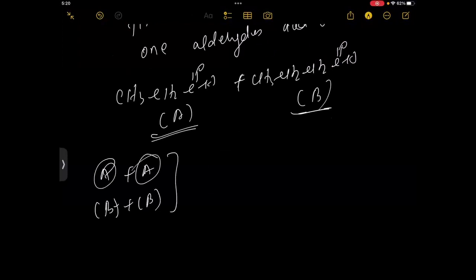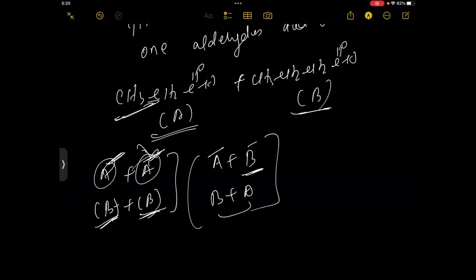See, in every case, A or B, any one compound, if there are alpha hydrogens, will act as a nucleophile, and the other will act as an electrophile. Similarly, if this one acts as a nucleophile, the other will act as an electrophile. In all these processes, the product will be different. So through this way, you will get the 4 products, right?